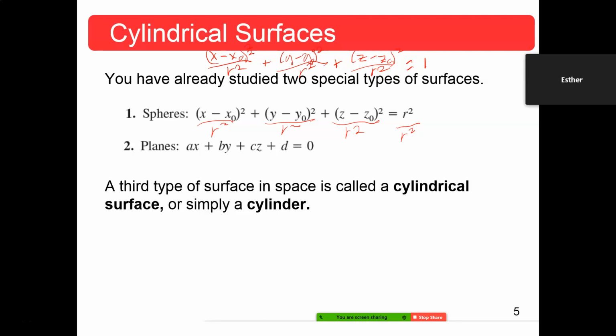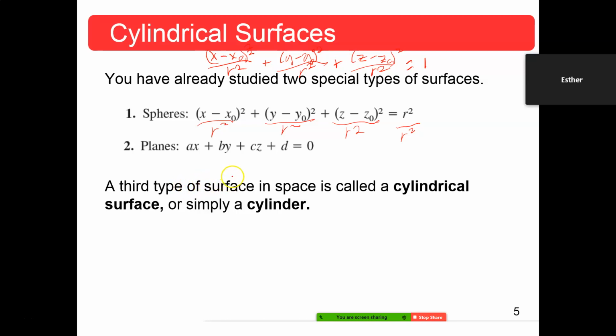Now, the second special type of surface is the one we were just talking about earlier today and last time. Ax plus by plus cz plus d is equal to 0. That's a plane. Spheres have a square everywhere, so that's going to be a curved structure. This is everything linear, first power, so that's going to be a planar structure.